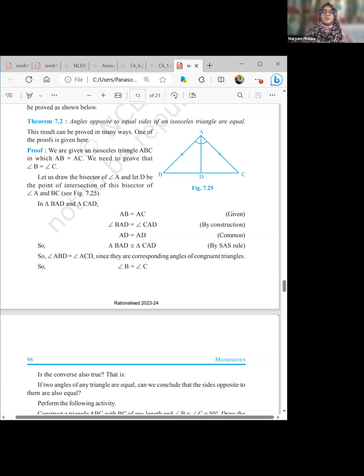There are many ways you can prove this theorem. I am doing one of the ways, okay? So you have to divide this into two equal halves. Now what all do we have? We have two triangles here: triangle ABD and triangle ACD. Now let me first tell you what we are going to do.